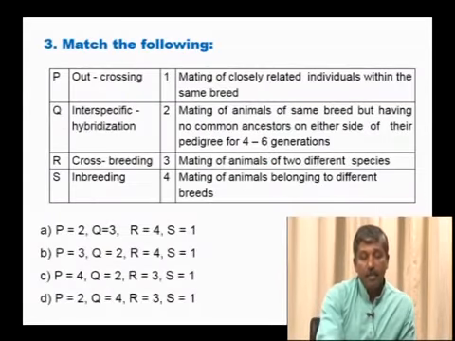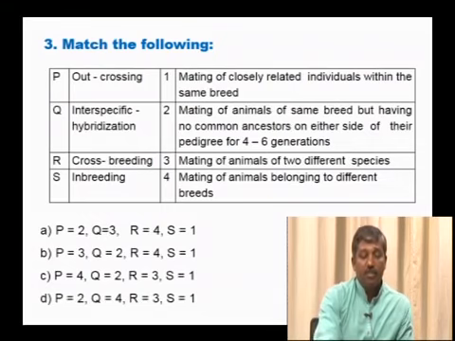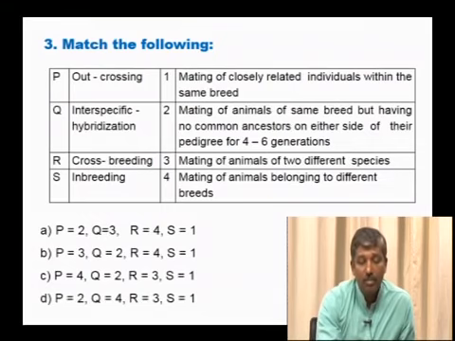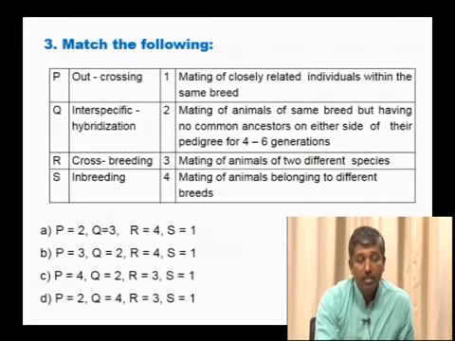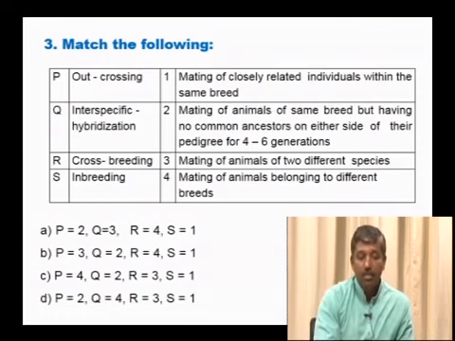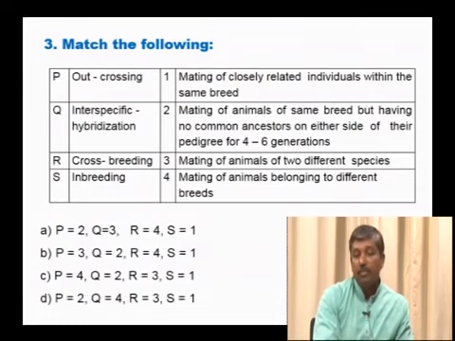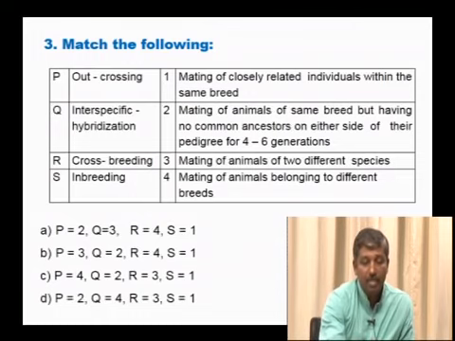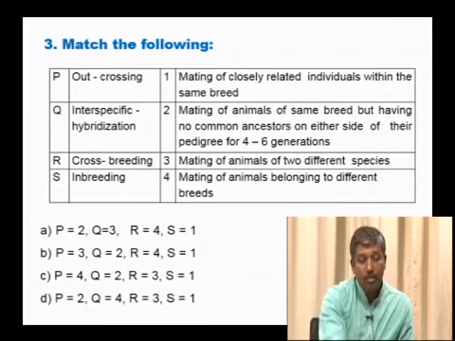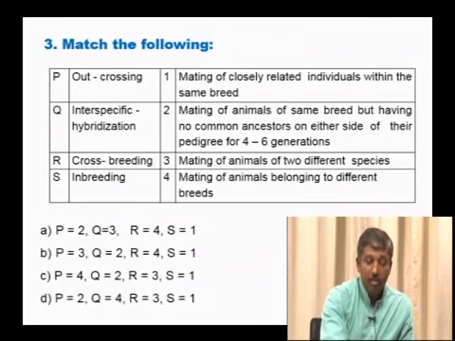So next question is match the following related to the different types of animal breeding: outcrossing, interspecific hybridization, crossbreeding, inbreeding. See, outcrossing, as we know, is the mating of animals of the same breed but having no common ancestors on either side of their pedigree for 4 to 6 generations. So P matches with 2. So here A and D have P2, so among these two, either A or D.